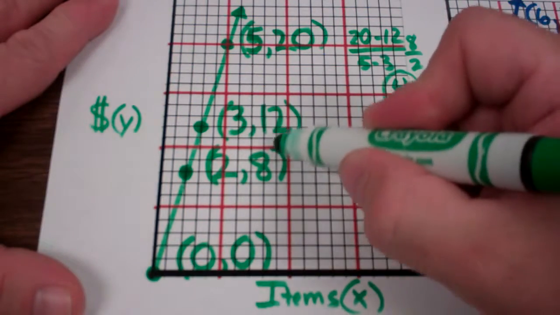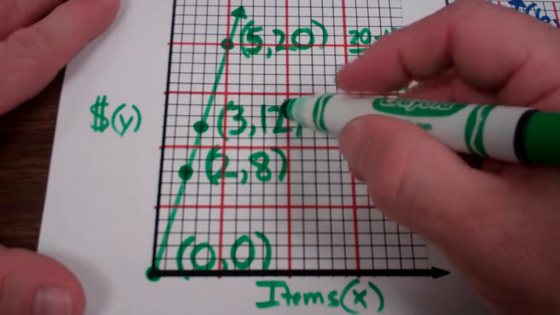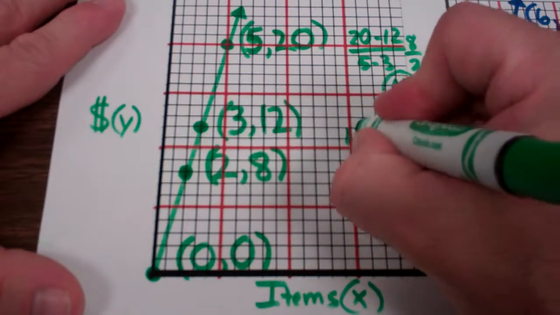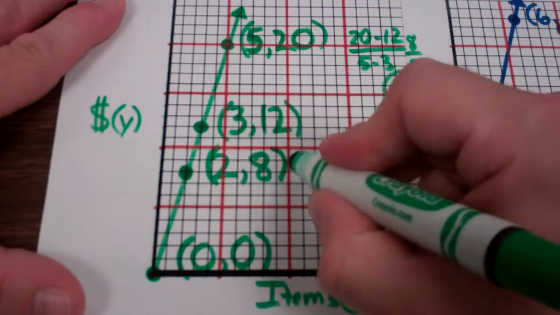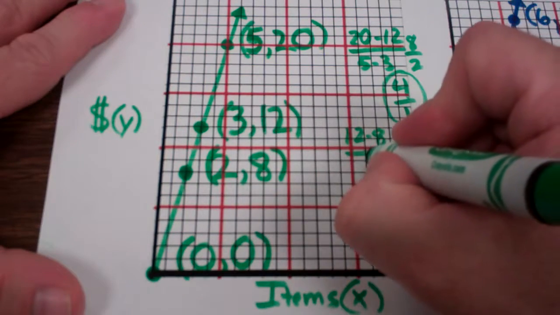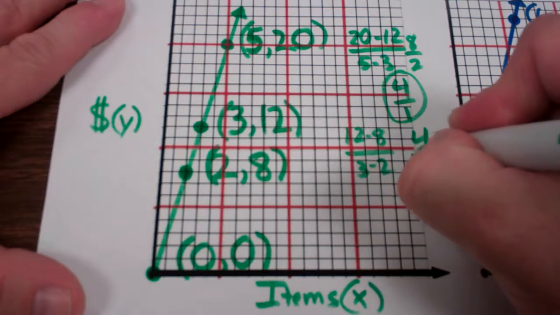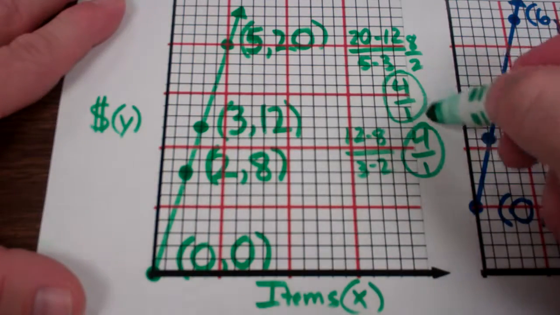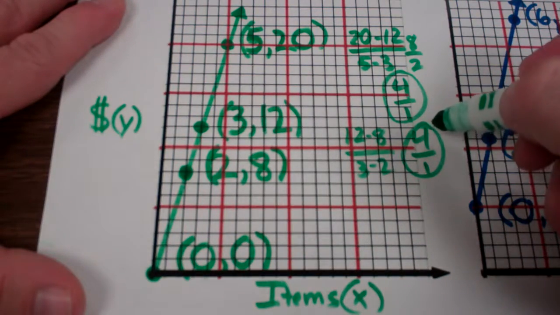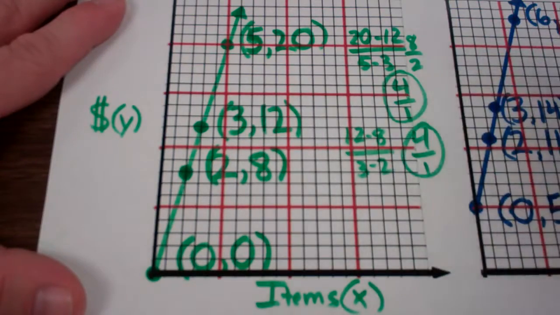I'll do it between these 2 points as well just to check it, okay? So, constant rate of change, 12 minus 8 over 3 minus 2. This time, 12 minus 8 is 4, 3 minus 2 is 1. By the way, there's your constant rate of change, 4 over 1. Okay. That is one way of looking at it.